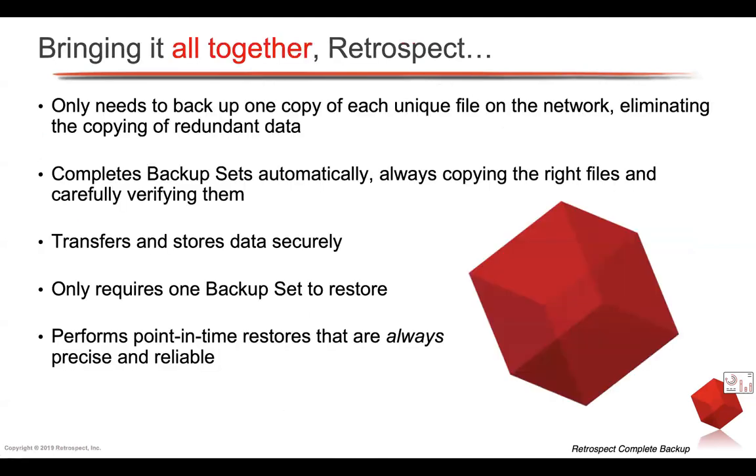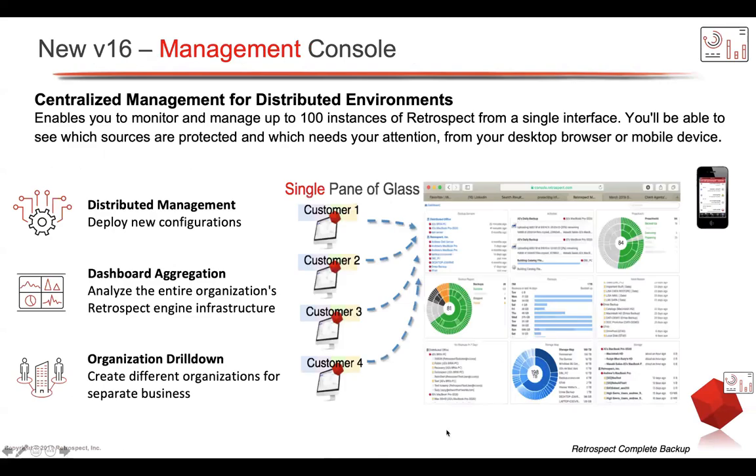So bringing it all together with Retrospect, it allows you to very simply implement this 3-2-1 disaster recovery solution by allowing you to do redundant copies, independent of each other, transferring to the location and media that you want, and with only needing one backup set to restore. And again, with 100% accurate restore.